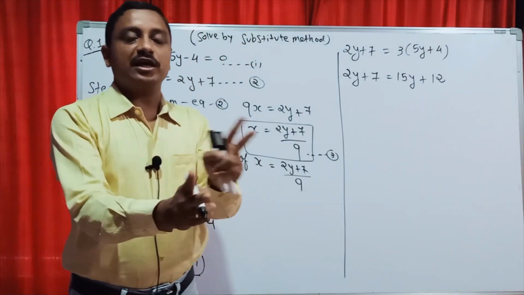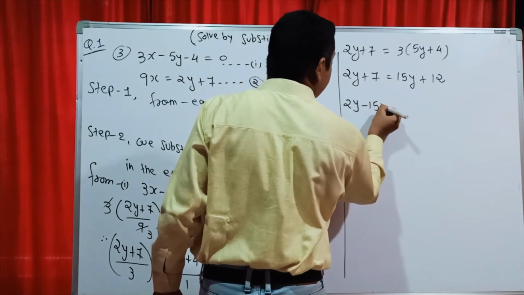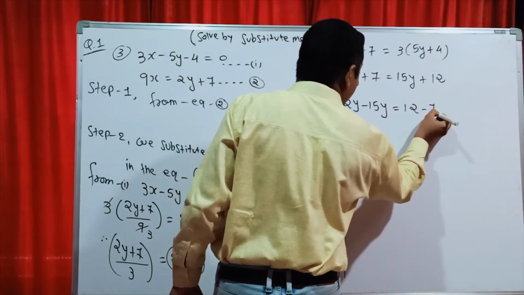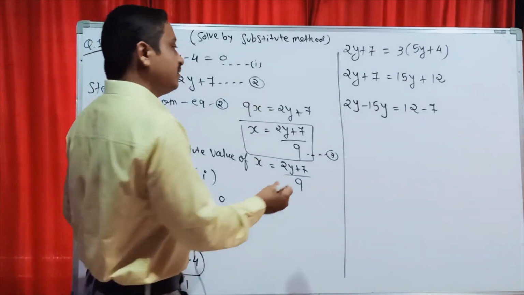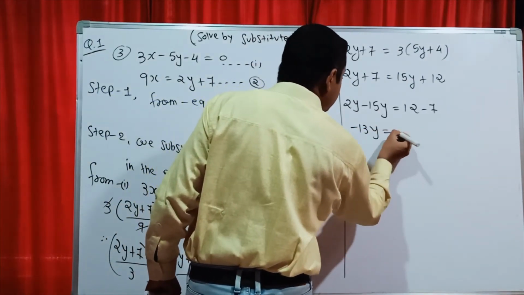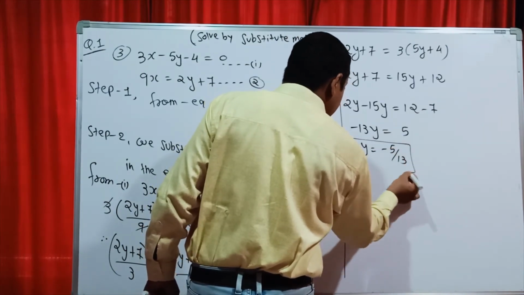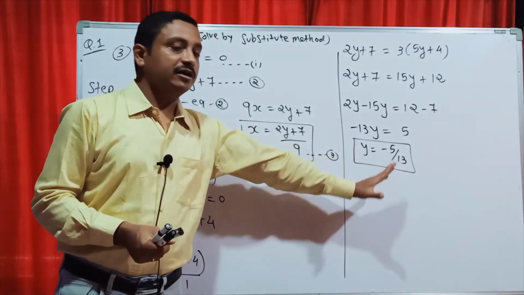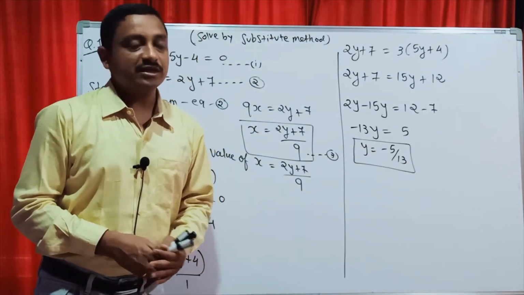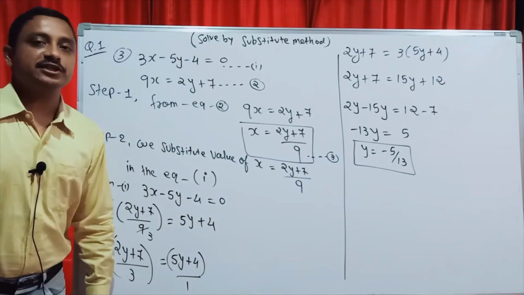Now students, you just collect like terms on one side. So 2y minus 15y equals 12 minus 7. How much is 2 minus 15? Minus 13y. And on this side 5. So y is minus 5 by 13. And this answer is your first value of y according to the substitution method. And this y value, you apply: y is equal to minus 5 by 13.